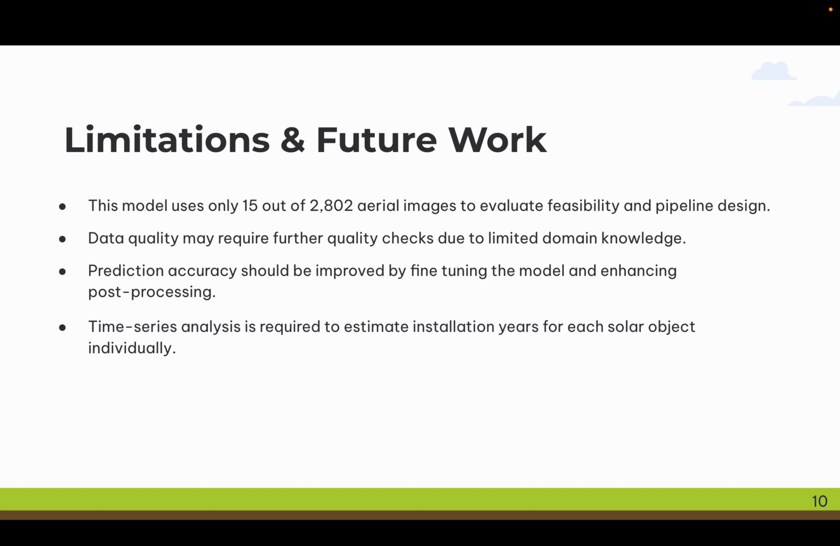In the future, we want to improve the accuracy of our predictions by fine-tuning our model on more data and enhancing our post-processing. We also want to conduct a time series analysis to predict the year of installation for solar objects.